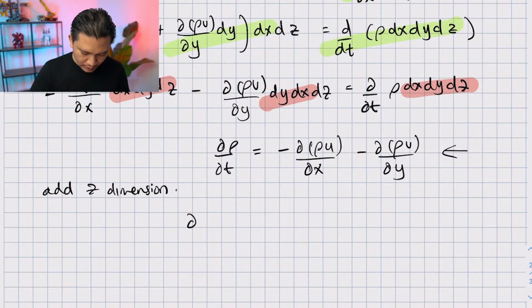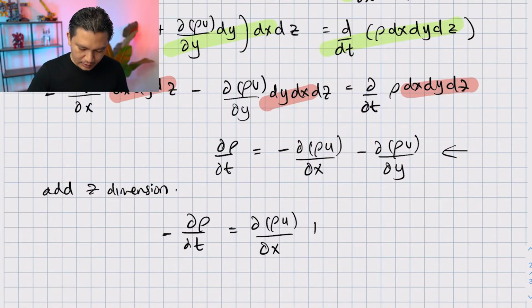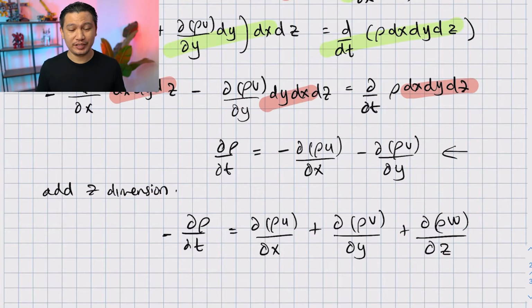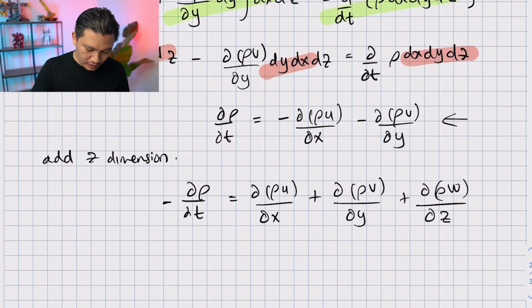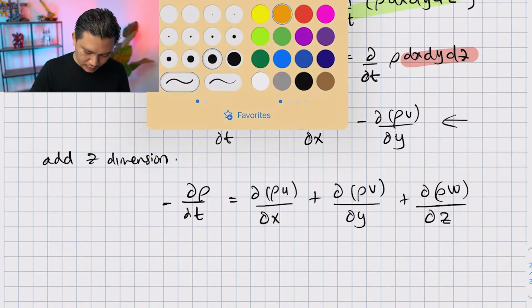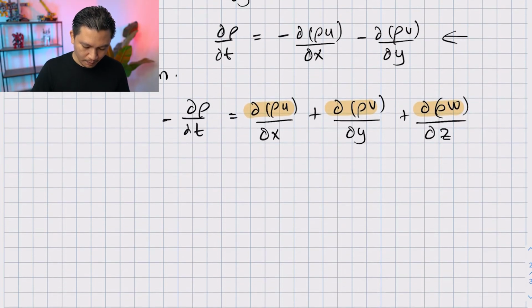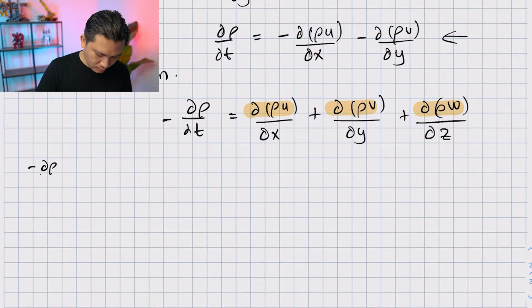So you will have del rho over del t, I'm going to put minus here, equal to del rho u over del x plus del rho v over del y plus del rho w over del z. Okay, so now basically you have all three dimensions inside this equation, but it is still a little bit too complicated to solve. So let's see how we can reduce it further. And if you notice here, we have a dot product, isn't it? We can actually separate them further.